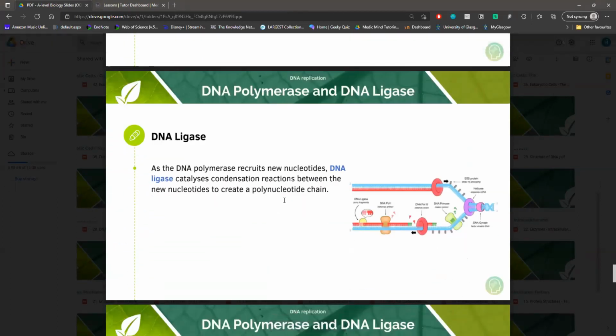So remember, DNA ligase is the enzyme that works on the lagging strand, and it works in that discontinuous way.